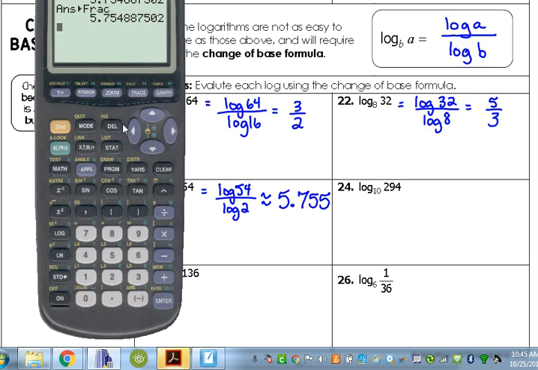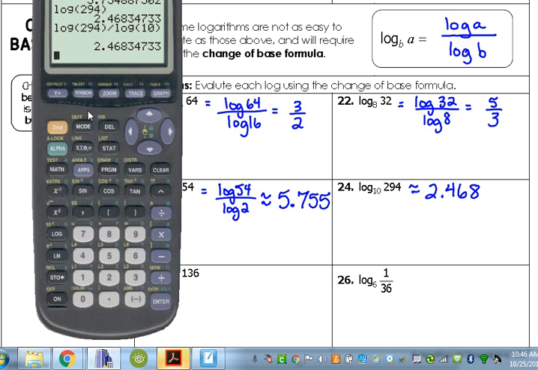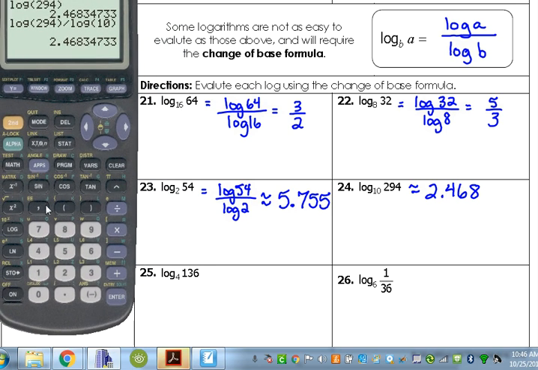Okay, now 24, we really don't have to use change of base, right? Because it's a base of 10, so we can just type that in, log of 294. I know the paper here has the base of 10, but the good news is, if you were just on the change of base train here, and you didn't think about it, and you just typed it in, it's still going to give you the right answer, because what's the log of 10? It's 1, because 10 to the first is 10. So it's not going to hurt you. It's just more than you have to type in.